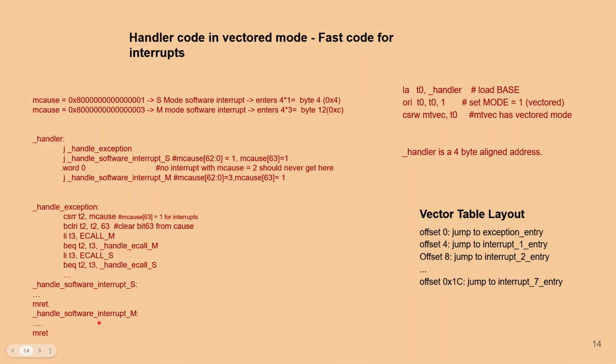This approach reduces the dispatch overhead and it improves the interrupt latency. It also has the advantage of keeping the interrupt table compact, where each 4-byte offset in the interrupt table is simply a jump to the appropriate interrupt handling routine.